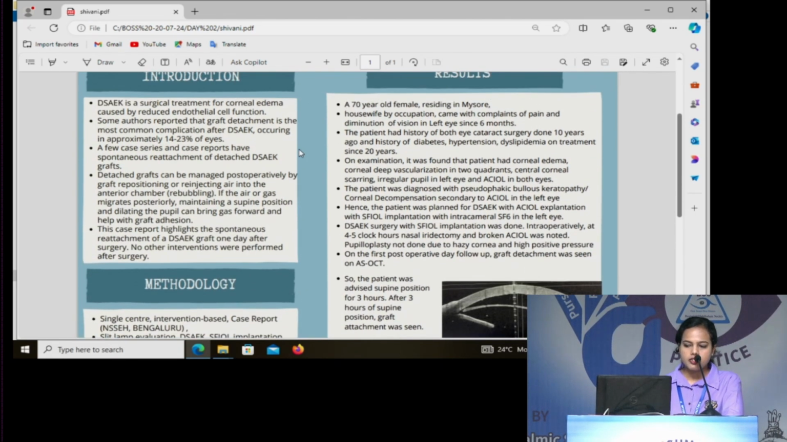These detached grafts can be managed post-operatively by graft repositioning or injecting air into the anterior chamber, also known as rebubbling. If the air or gas migrates posteriorly, then maintaining a supine position and dilating the pupil can bring this gas forward and help with graft adhesion. This case report highlights the spontaneous reattachment of a DSEC graft 1 day after surgery. No other interventions were performed after the surgery.